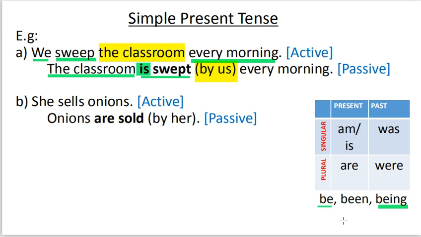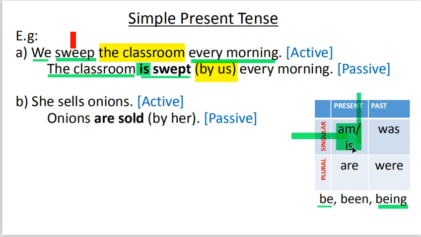So let's go back to example A and see how we got our verb is. The classroom is swept by us every morning. How did we get the verb is? Now look at the new subject in the passive voice, the classroom. Is this singular or plural? It is singular. Now let's come back to our question in the active voice. We sweep the classroom every morning. The verb sweep, is it present tense or past tense? It is present tense. Now on the table, check for singular present. What do you find there? Am or is? I told you the other time that am is used only for the pronoun I. So we use is. That's how we got our is.